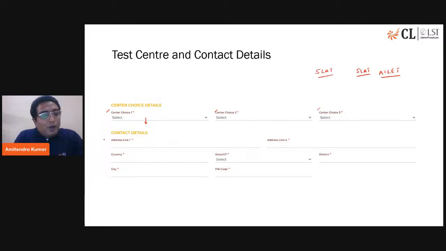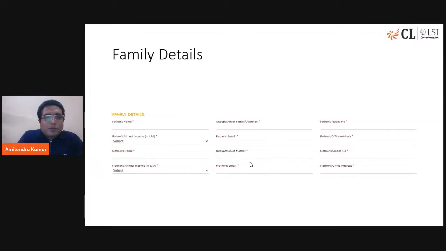Then you have to give in your contact details, your address, so all this has to be typed in except for the state where you have to select the state from the drop down. Otherwise, everything including pin code, district, city where you live in, all has to be typed in actually. So that's a simple exercise. I'm sure that's not a problem for each one.